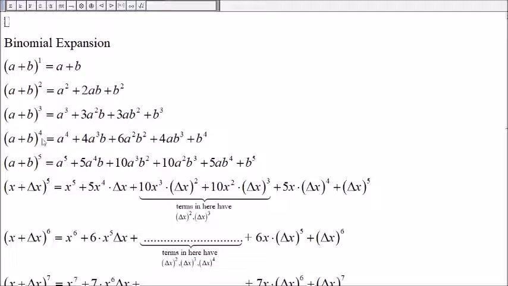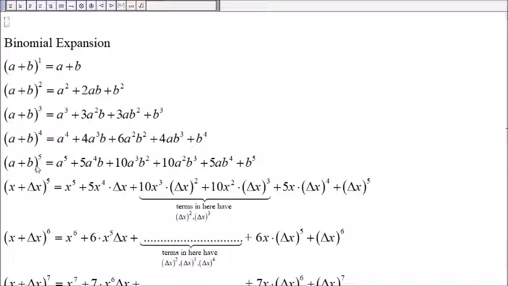A plus b to the fourth is a to the fourth, and then 4 times a to the third times b, plus 6a to the second times b to the second. And notice that the sum of the exponents has to add up to 4. So here you get 3 and 1, where the sum is 4, and this is 2 plus 2, which is 4, and so on.